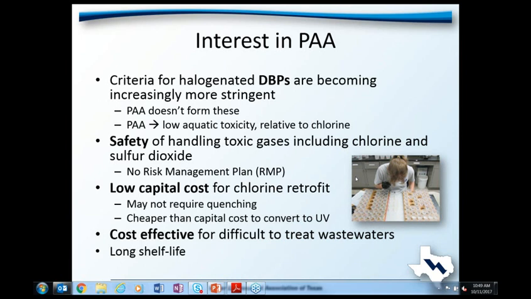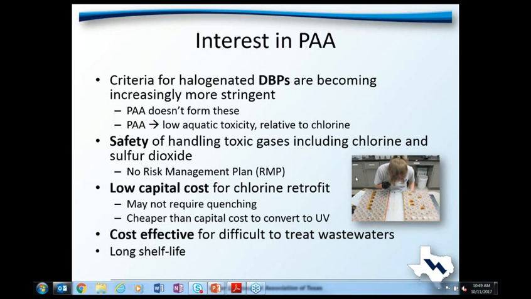So how do we determine how much cost we'd have? Well, the bench, pilot, and full-scale trials will give a sense of what dose would be required to meet permit compliance, and then to understand what quenching requirement we might have. That, again, would be site-specific based on how the water responds to PAA, so what residual you might end up with after achieving compliance, but also dilution factors of the receiving water body.